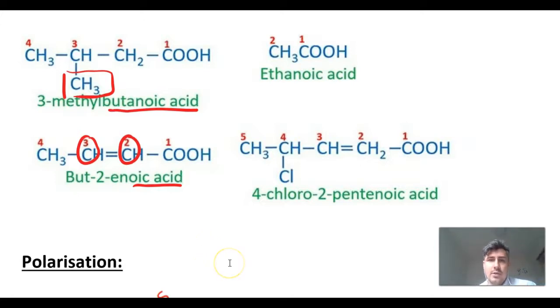Lastly, here we've got two different functional groups. So we've got the chloride, and we've got the alkene. So the alkene's between the 2 position. So this is the 2-pentenoic. And then we've got 4-chloro, so that's on the 4th carbon there.